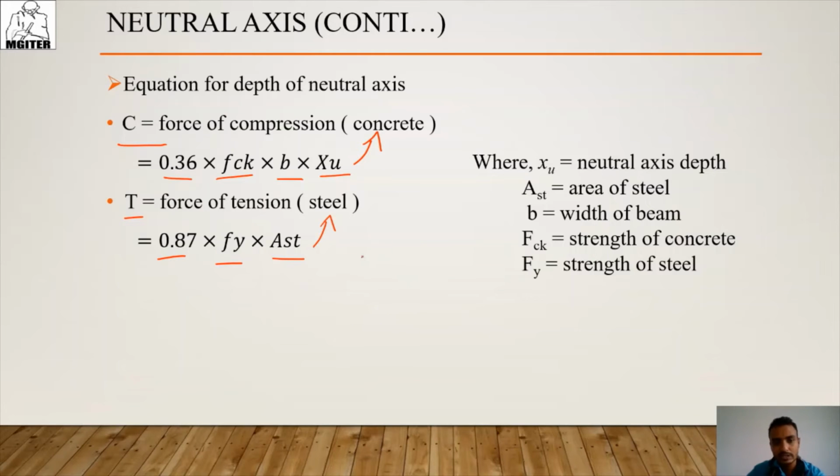These are the assumptions for the singly reinforced beam. Both the compression and tension equations are used only for the singly reinforced beam. For the doubly reinforced beam, we have different equations, which we will learn in the next lectures. Here, xu is the neutral axis depth, Ast is the area of steel, b is the width of the beam, fck is the strength of concrete, and fy is the strength of steel.